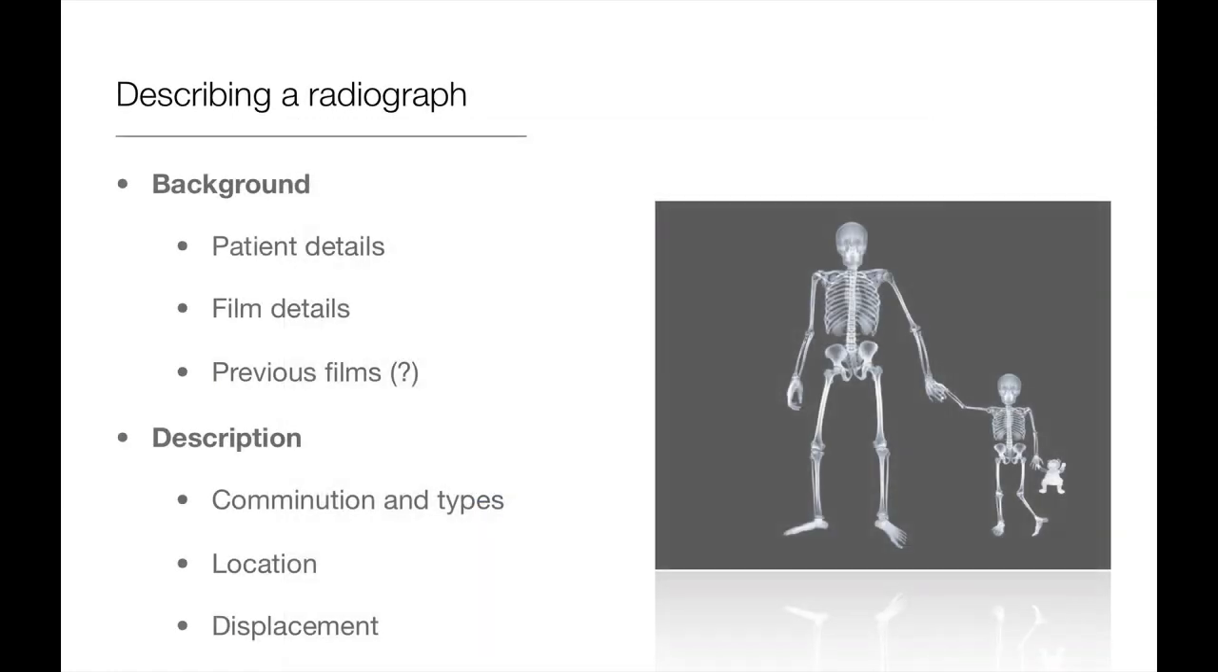Firstly, the background information, which also serves as some thinking time so you're not left with a mute stare. The relevant background is the patient details and the film details. For example, this is a plain radiograph of the right femur of Mr. Smith, 58, taken on the 1st of April. In some circumstances, it may be reasonable to ask if there are previous films for comparison.